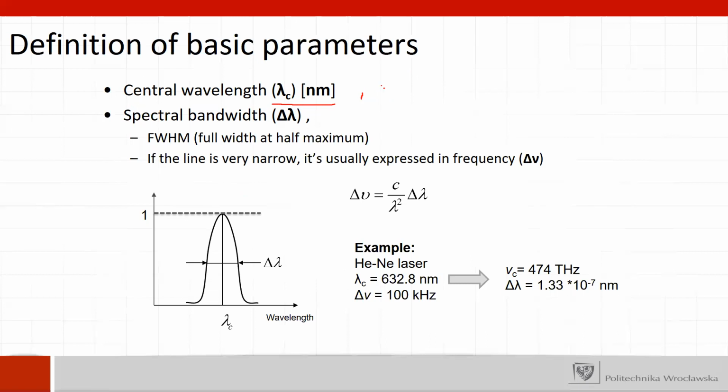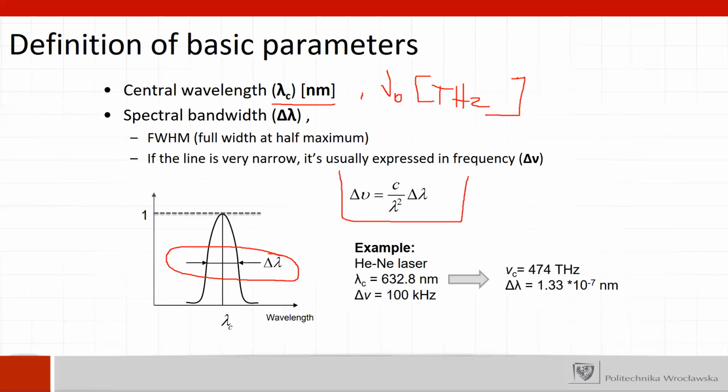So let's say central frequency in terahertz, for example. And we define the spectral bandwidth. So the bandwidth is the width of the emission line at half of its maximum. So we already know the mechanisms of broadening of these lines. Usually if the line is very narrow, then we express it in the frequency domain.